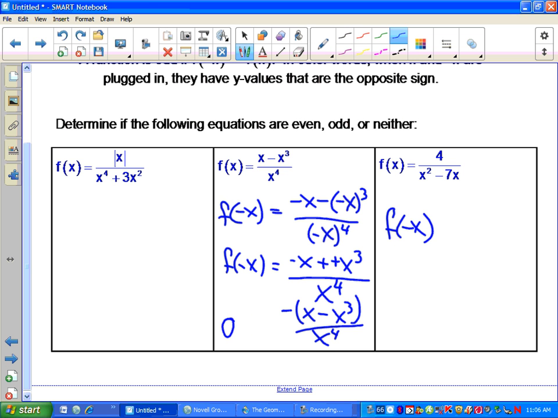I'm sorry. So this is odd because it is the opposite of what it was. That is odd because it's the opposite of what it was. Even though the bottom one stayed the same, we needed that for it to be odd. Okay, try the next one.